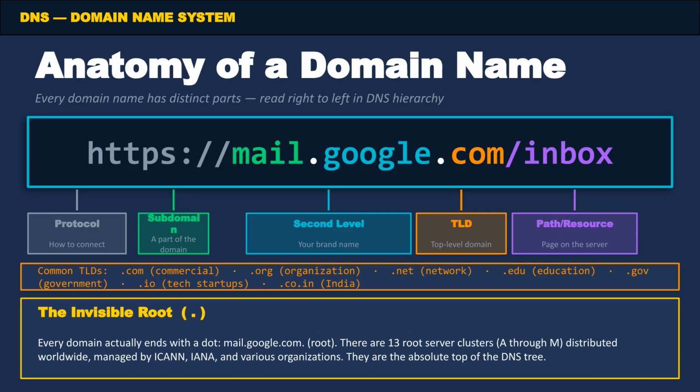A domain name is read right to left in the DNS hierarchy. For example, in mail.google.com, mail is the subdomain, Google is the second-level domain, and com is the top-level domain, or TLD. Every domain ends with an invisible root dot.